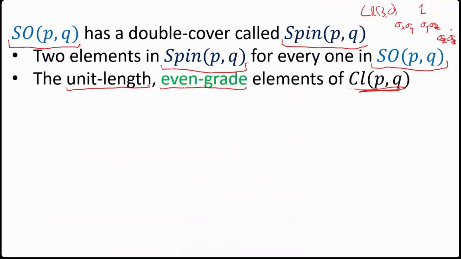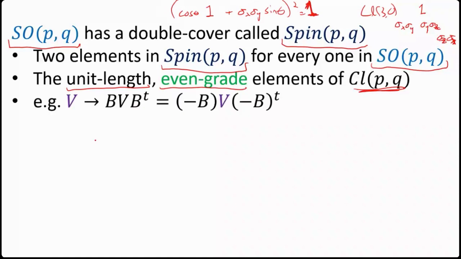So we start with those, and we take only the unit length ones. So I think like cosine 1 plus sigma x sigma y sine, that will square to 1. So that's an example of a unit length one because it squares to 1. So basically the unit length even grade elements of Cl(p,q).